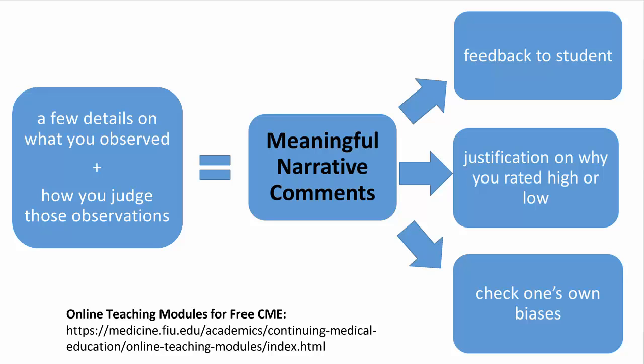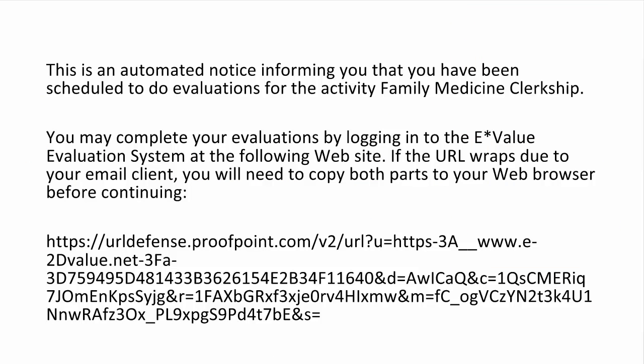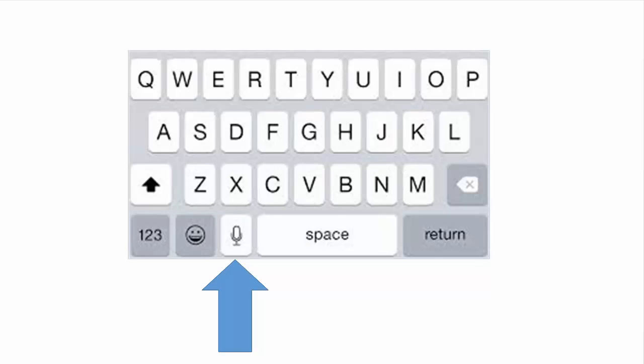We offer free CME for completing an online teaching module entitled Module 1, Narrative Evaluations of Student Performance, which can be found at this website. This module takes you in depth into writing narrative comments. To complete the CASP, you likely will receive an email that looks like this. One way to be efficient in completing the CASP and including comments is to click on this link on your smartphone. And again, then just click on your dictation button and dictate your comments directly into the CASP. Read over the comments because dictation is not perfect.